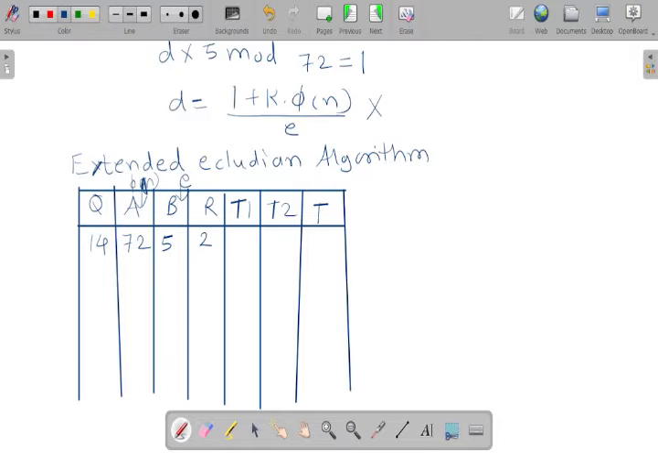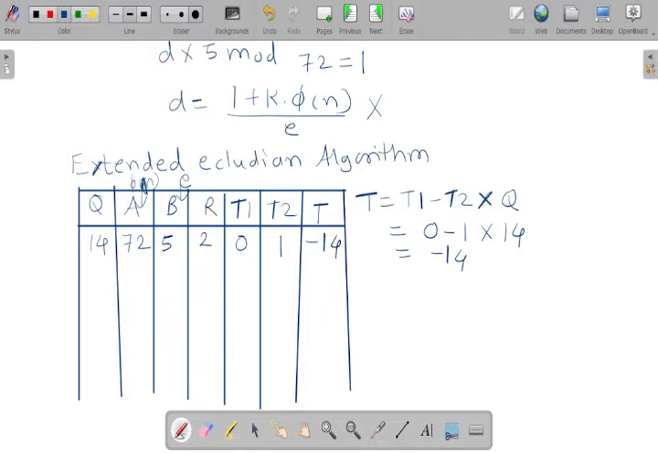And here you can write the value of T1 and T2, which is initially 0 and 1. So you have to find the value of T is equal to T1 minus T2 into quotient. So according to the formula, the value of T is equal to 0 minus 1 into quotient, that is 14. And you will get the value, that is minus 14. So I am writing this value here, minus 14.